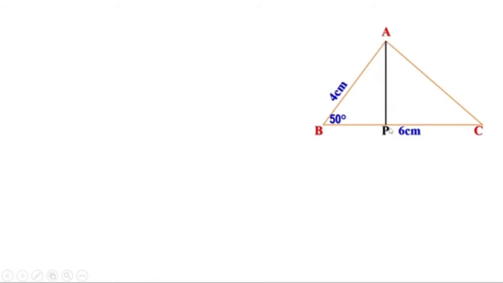AP is your height. Look at the angle. Angle is 50 degrees. So we can't use a ratio here.